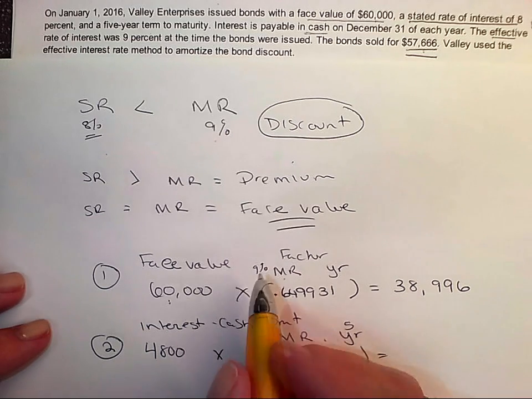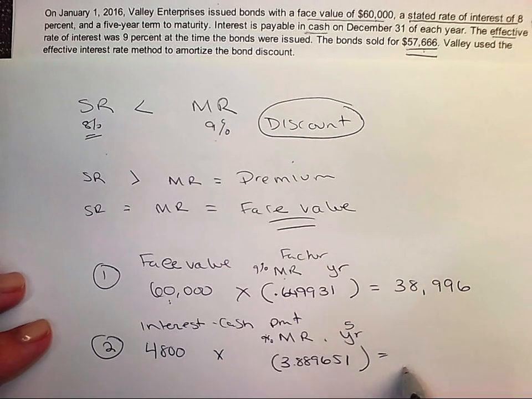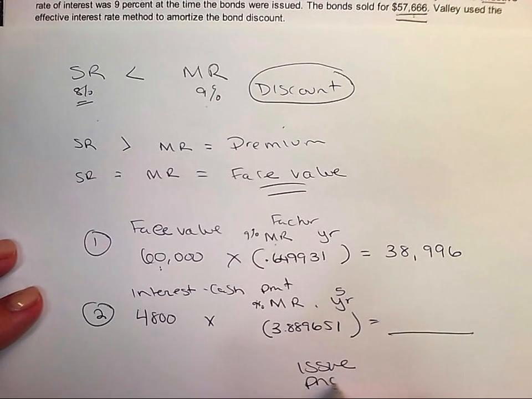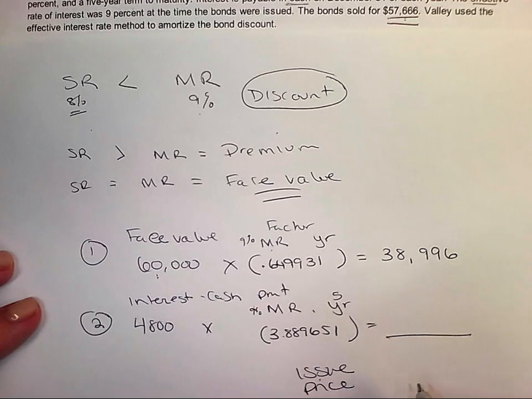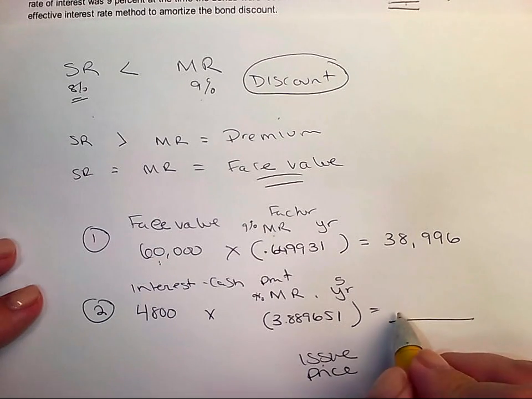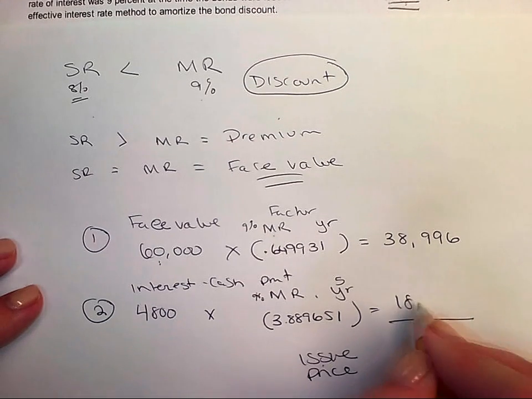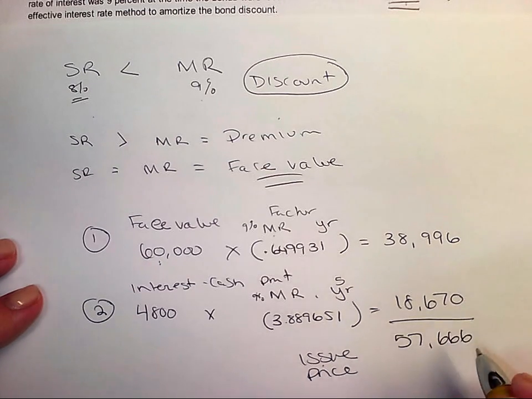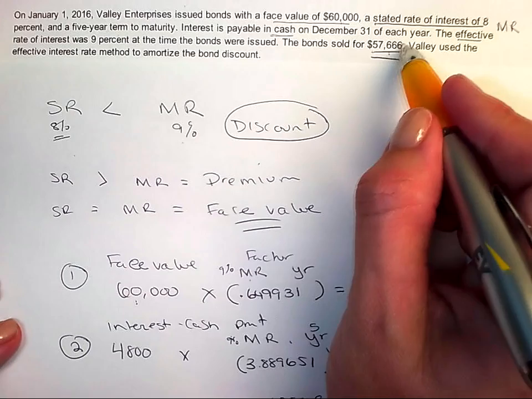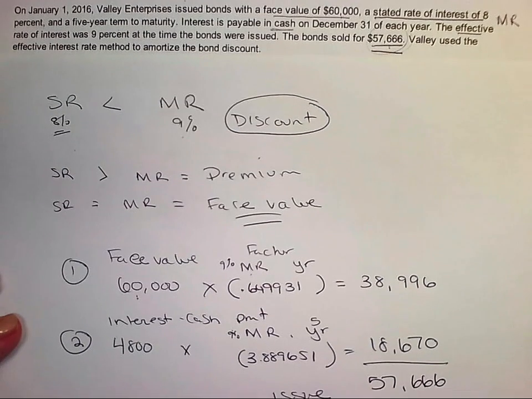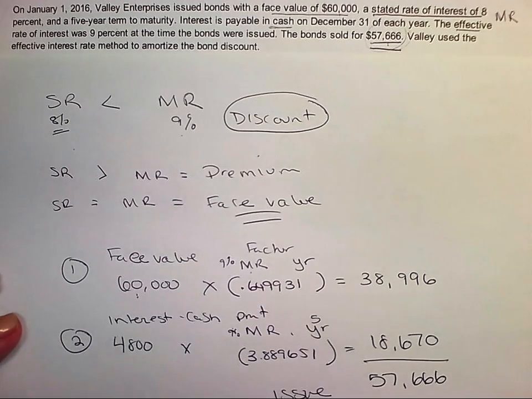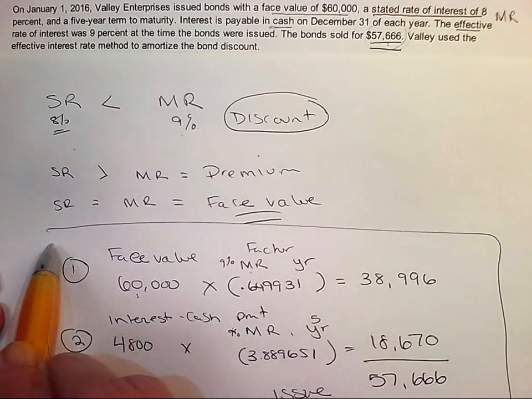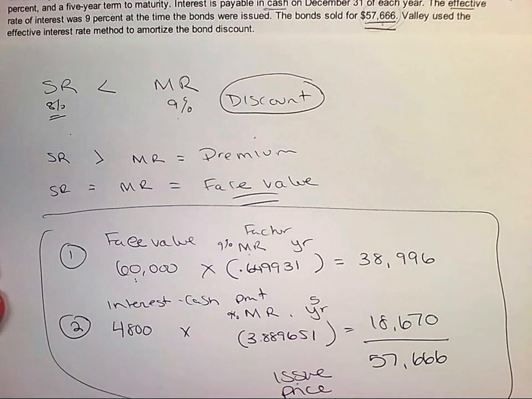Now, if you did this out and used the stated rate, when you calculate this, your issue price would have been the actual $60,000, which is the face value. So when we calculate this out, we get $18,670, issue price $57,666. That does in fact agree with the issue price that's here. So when you're doing your homework 1020 and 1021, you need to be showing this calculation on your Excel sheet. I need to understand that you do get it, that you know what's happening.